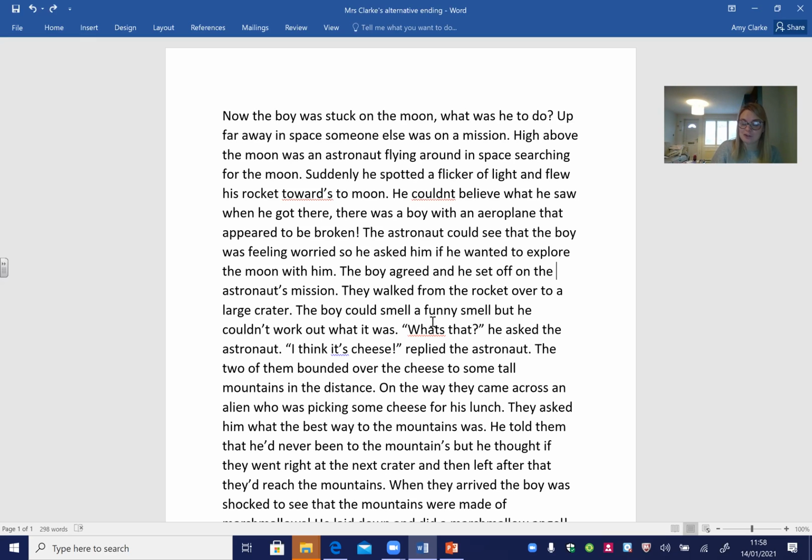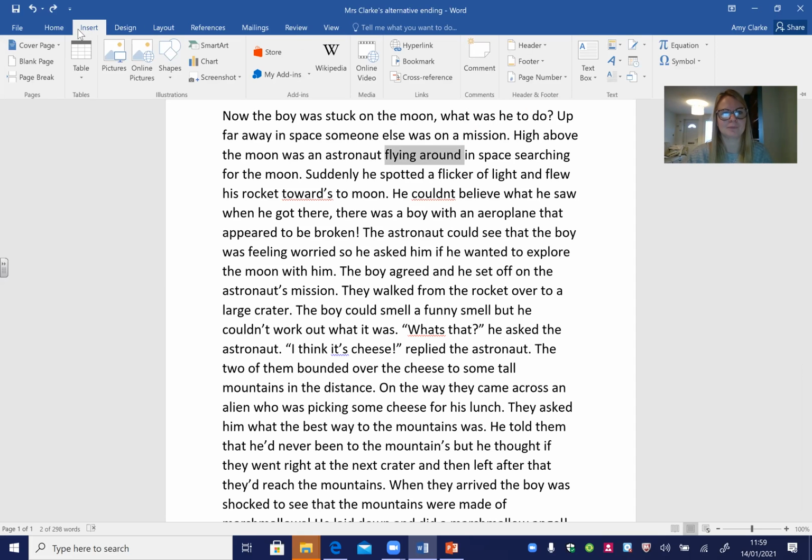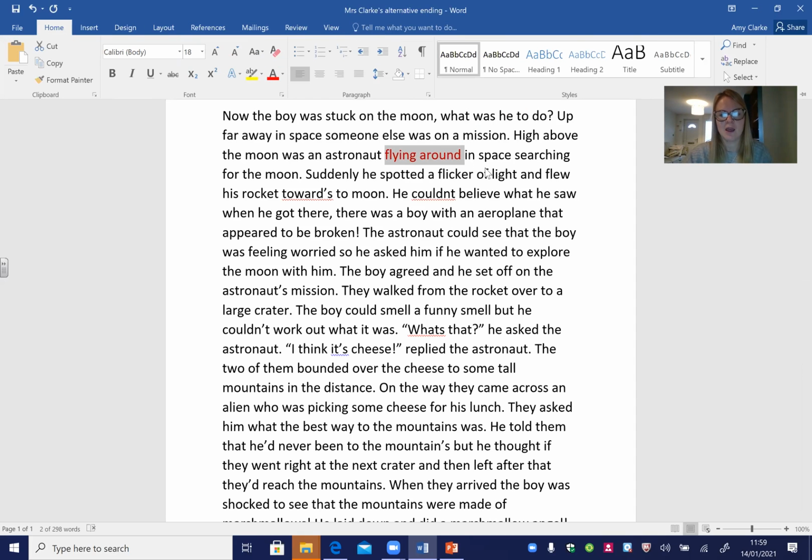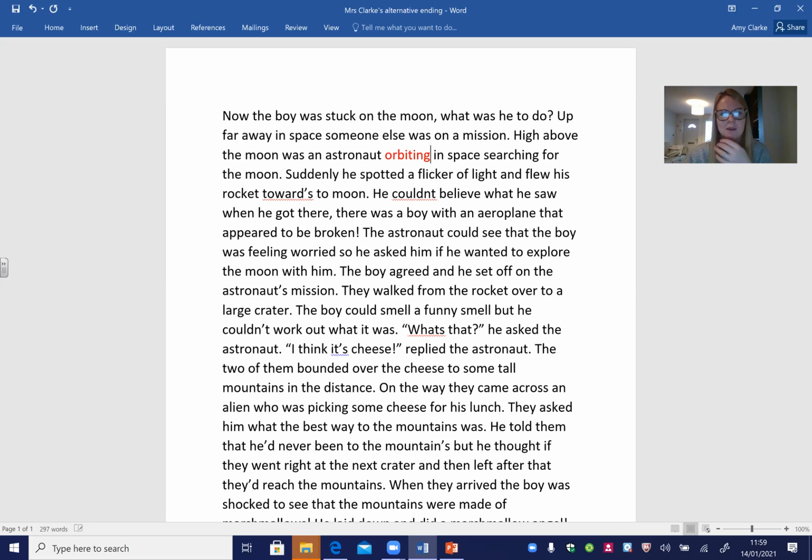Right, obviously I unfortunately can't hear your suggestions, but let's see if they were any similar to what I would do. So, high above the moon, the astronaut was flying around in space, searching for the moon. I was thinking about changing the words flying around to the word orbiting. If I put this in another colour, you should be able to see what I'm doing. Let's put it in red. Change it to orbiting. So high above the moon, an astronaut was orbiting space, searching for the moon. I like that. That's a really fancy word. And orbit means to go round and round in a circle.